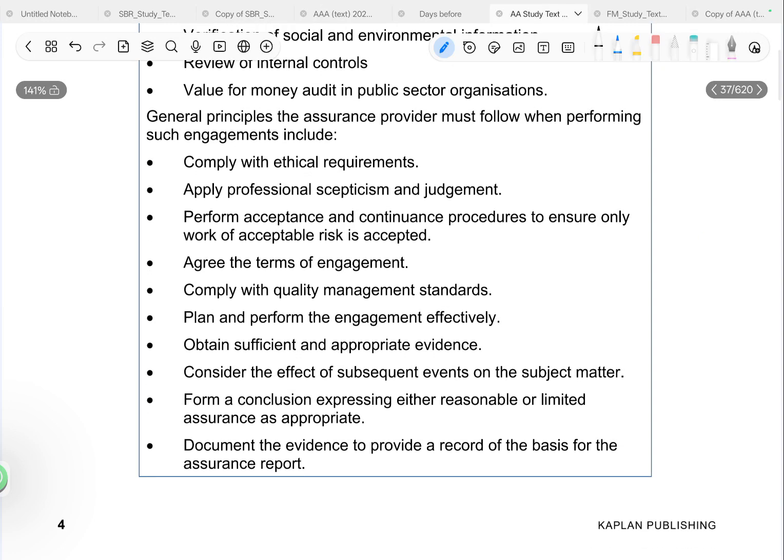Now, when assurance providers perform these engagements, they must follow certain important principles. First, they must comply with ethical requirements. This means acting with integrity, objectivity, and independence. Second, they must apply professional skepticism and professional judgment. In simple words, they should not just accept information blindly, they must question and critically evaluate evidence. Before accepting an engagement, they must also confirm acceptance and continuance procedures. This ensures they only take work where the risk is acceptable. Next, the practitioner must agree the terms of the engagement with the client so that both parties clearly understand the scope of the work.